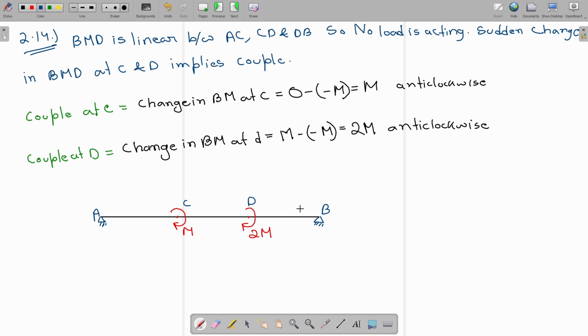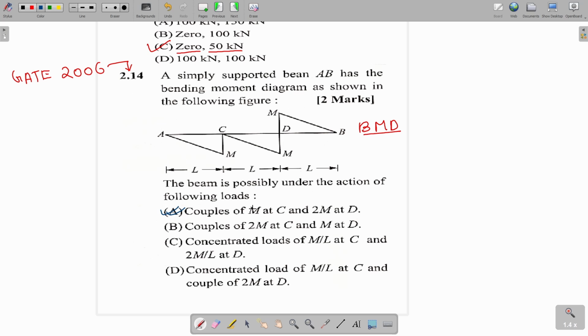So our previous option is couple M at C and 2M at D. Okay, this one. Now for the next question.